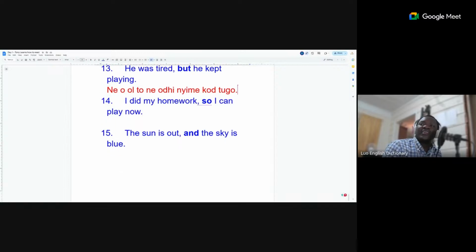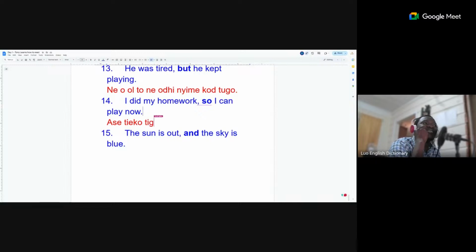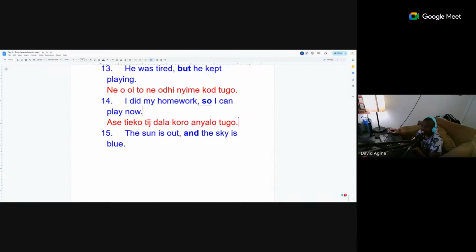Number 14. Asetieko. Asetieko tij dala. Tij, T-I-J. Yes. Tij dala. Koro anyalo tugo. Asetieko tij dala. Koro anyalo tugo. Can you read that? Asetieko tij dala koro anyalo tugo. Good.